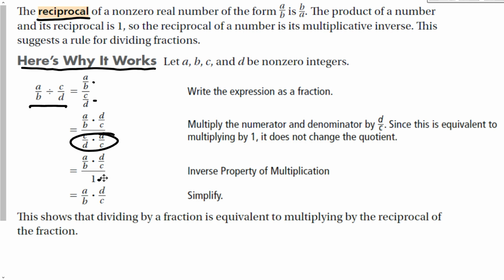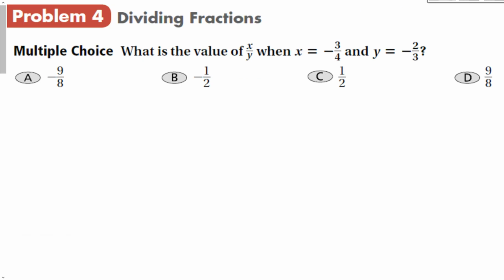The inverse property of multiplication says that that turns into 1, and when we simplify, we get a over b times d over c. This shows something very important: dividing by a fraction is the same thing as multiplying by the reciprocal of that fraction. Okay, very, very important theorem there.